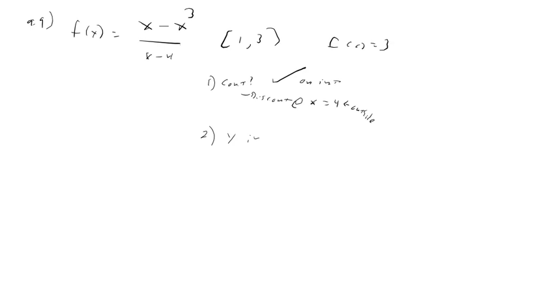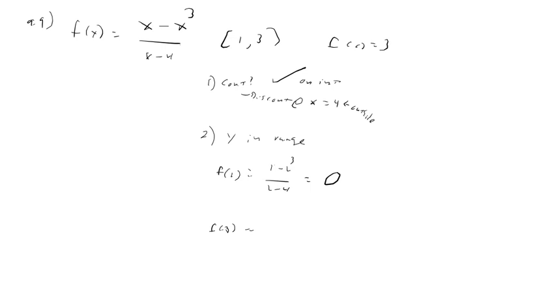Y in range. So we plug in f of 1, plug in f of 3, find the bottom and the top. I get 1 minus 1 cubed over 1 minus 4. That's going to be 0. 0 on the top over negative 3 is 0.